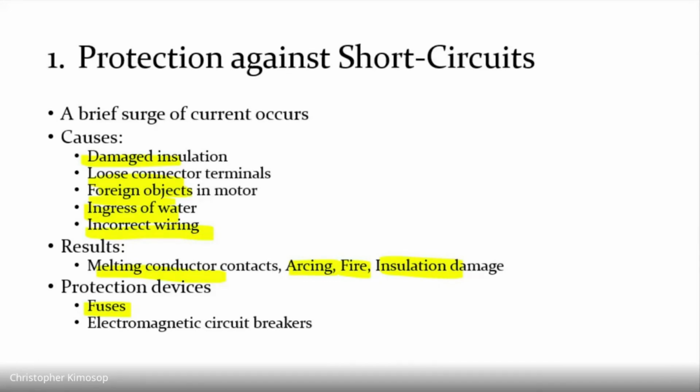Fuses are kind of permanent. Once a fuse blows, you have to replace it. The alternative to that, of course, is the electromagnetic circuit breakers, or CBs, or MCCBs, which are means by which you trip the circuit. You disconnect the circuit when the circuit breaker device senses that you have too much current flowing.